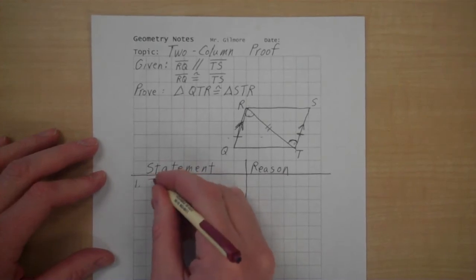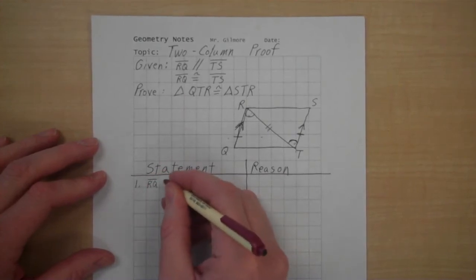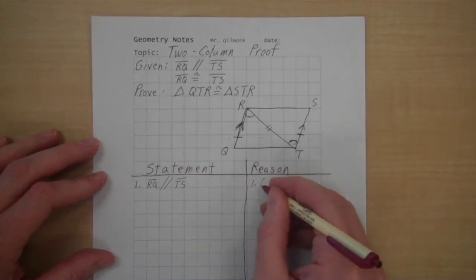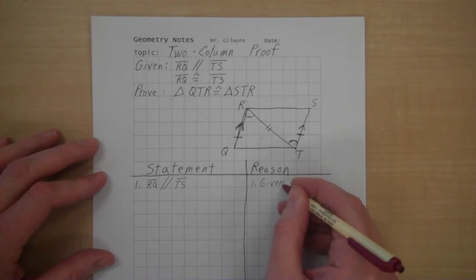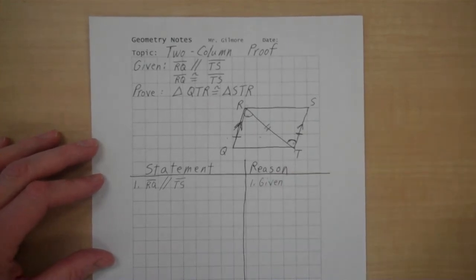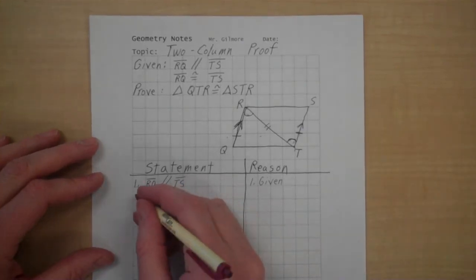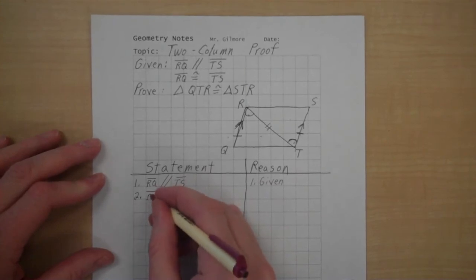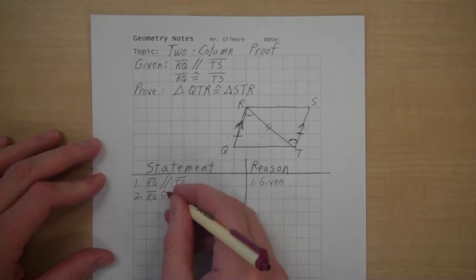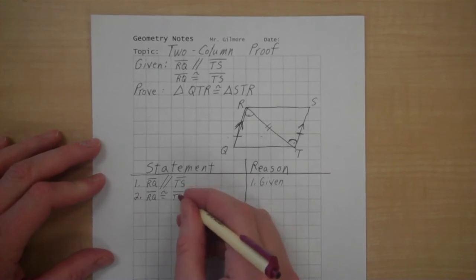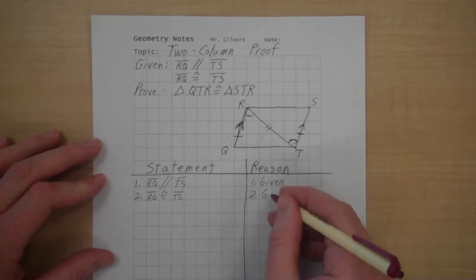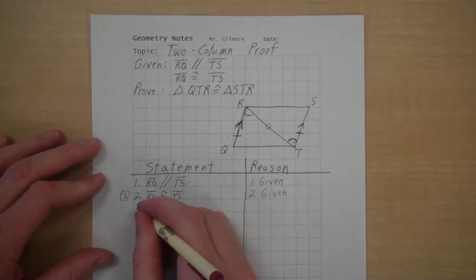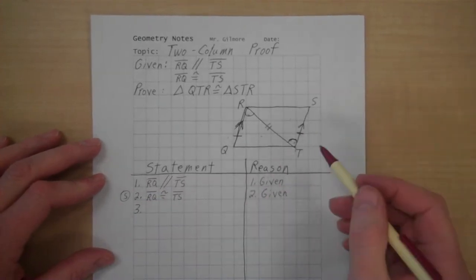Now all we have to do is put that in writing. The first thing we're going to do is segment RQ. We usually take what's given. Those are the first things we write. And sometimes we'll take what's given and we will build off of that. That is given. And also, segment RQ is congruent to segment TS. That was given. And this gives me a side. Now, I'm going to use side, angle, side. That's what we talked about.